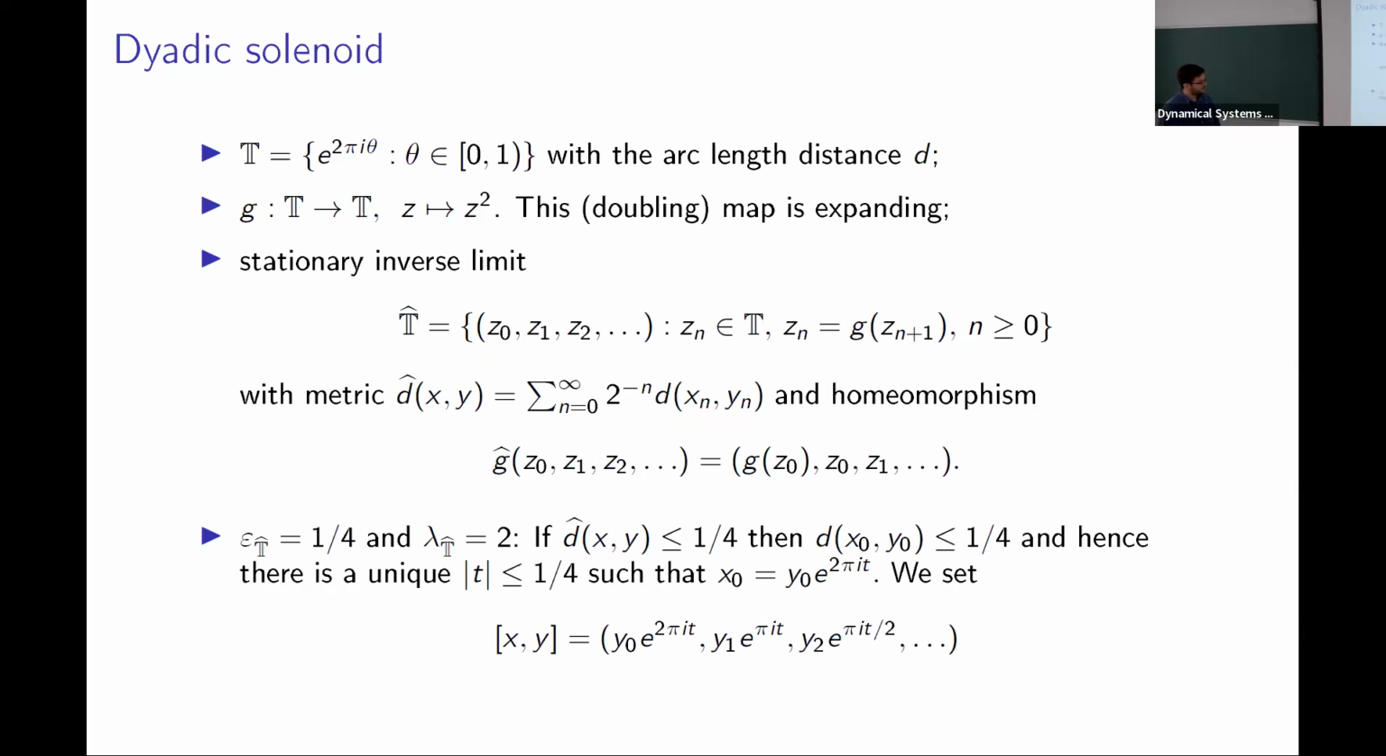Since these sequences are 1/4 close, it means that the first entries are 1/4 close in particular. And therefore, there is a unique rotation, positive or negative, so that x0 is y0 times this rotation. Okay, that's why you choose 1/4. You find a unique rotation. And then the bracket map is really multiplication of the sequences, coordinate-wise. Okay.